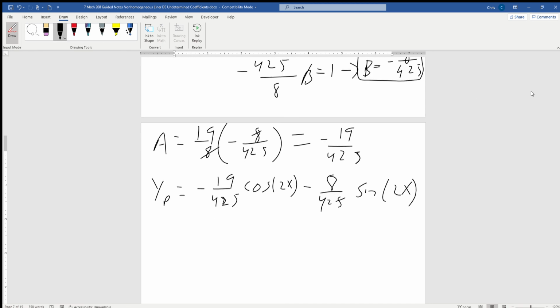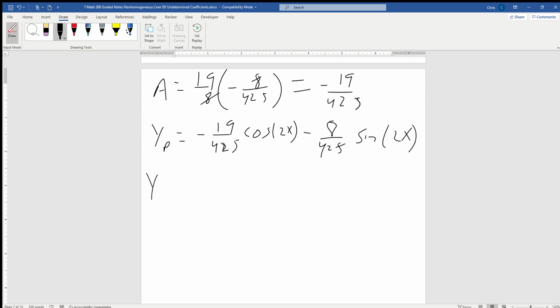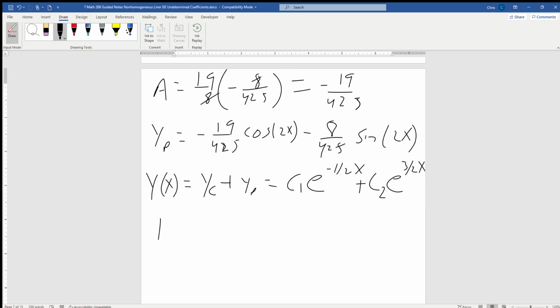And finally, we're going to couple that with the complementary solution. So y of x is going to be equal to yc plus yp. yc we already said was c1 e to the minus 1/2 x, so remember all the way back up top, and c2 e to the 3/2 x, because m1 and m2 were respectively negative 1/2 and 3/2, plus negative 19 over 425 cos 2x minus 8 over 425 sine of 2x. And that should be our solution.